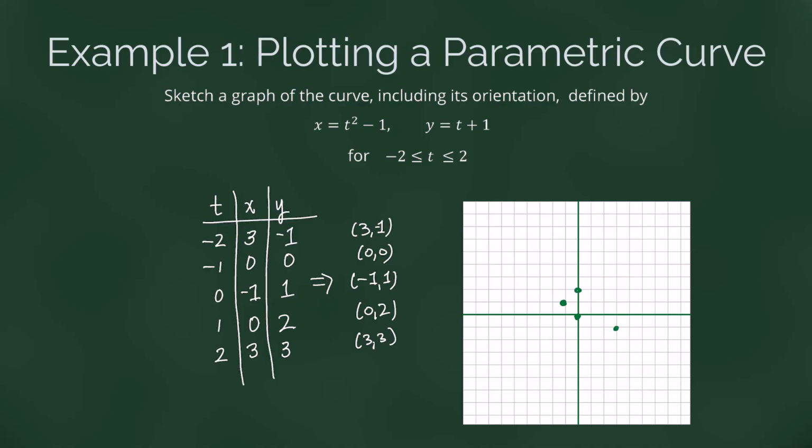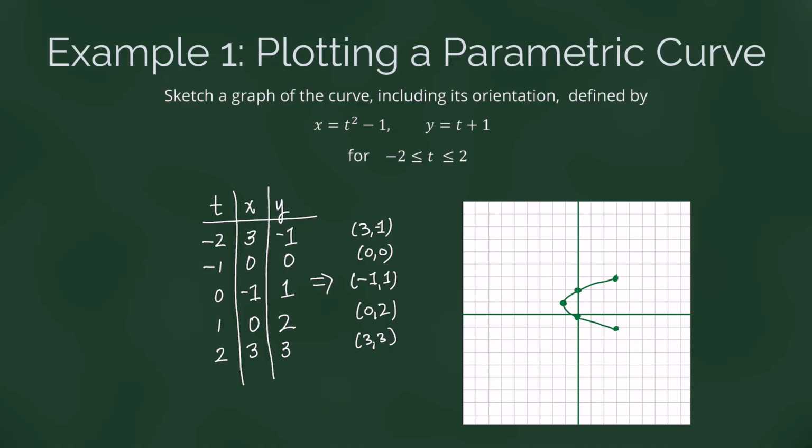0, 2, and 3, 3. And we can see that our curve looks something like this. But now we have to remember that this has direction. So we're going to examine the orientation of this. The positive orientation is the direction that our points move as t increases.